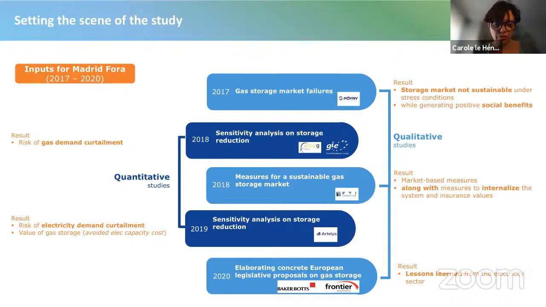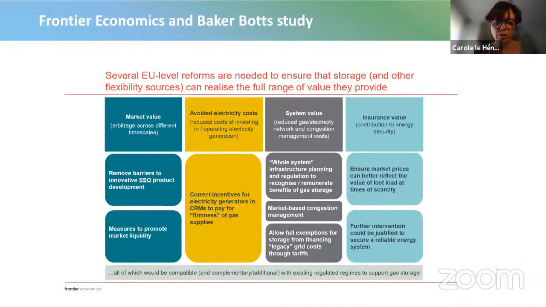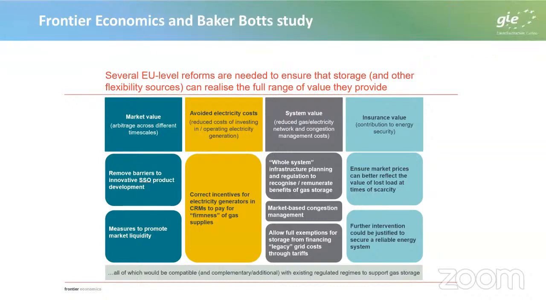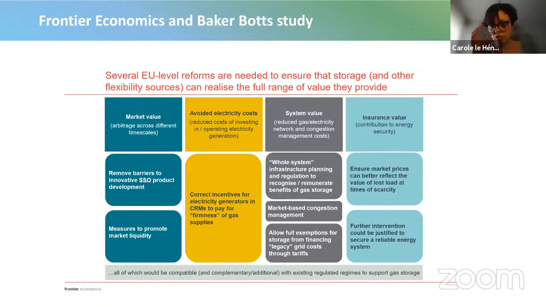So if we move on to the next slide, I'm going to show only one slide from the Frontier Becker Bots study, but you can find it on the GIE website. We have tried to make it clear that in addition to the market value, there are some avoided electricity costs that can be calculated and then discussed, in a way that we try later on to internalize them. That would help to talk later on about, for example, how we can help electrification, and we also introduce some discussion around the system value and the insurance value.